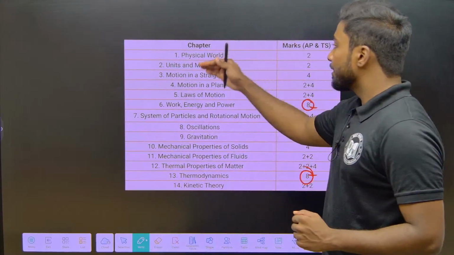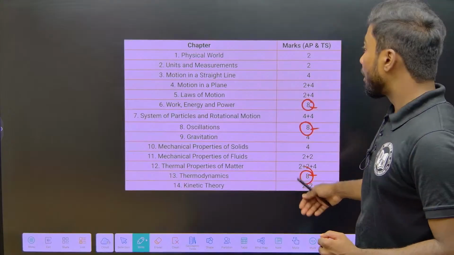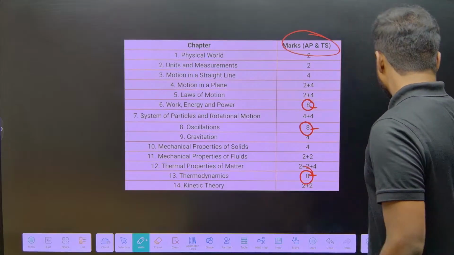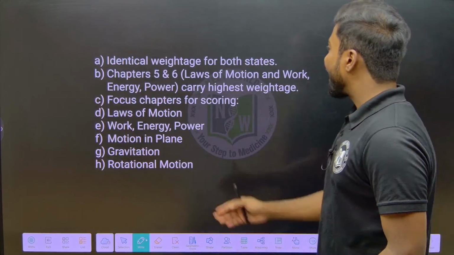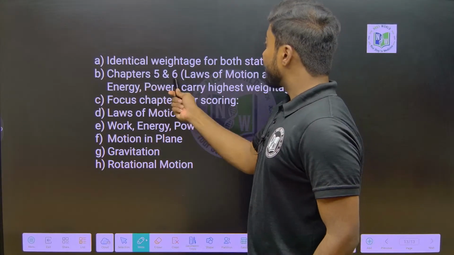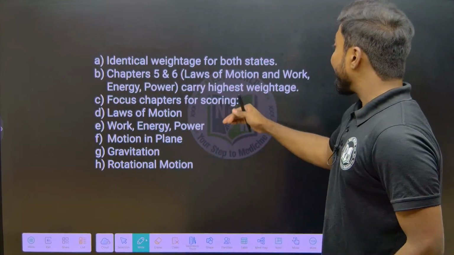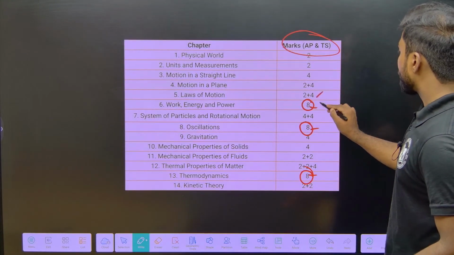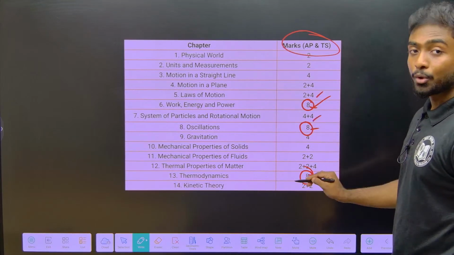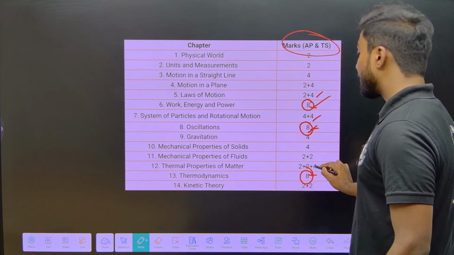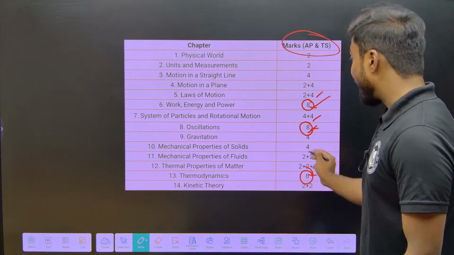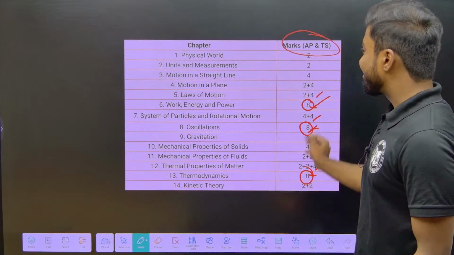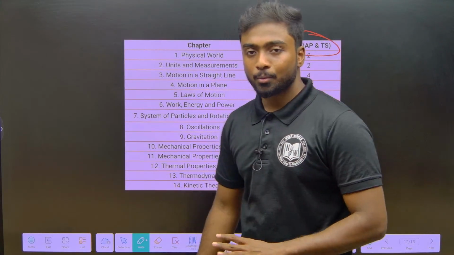Okay, these are the chapters and these are the weightages in each chapter for AP as well as Telangana. So when we talk about the weightage, identical weightage for both states. Chapters 5 and 6, that is laws of motion and work, power, energy, highest weightage chapters. Then laws of motion, work, power, energy, system of particles and rotational motion, oscillation, and then thermal properties of matter, also 8 marks, like 2 plus 2 plus 4. Okay, and then thermodynamics. Okay, these are the topics and these are the weightages.